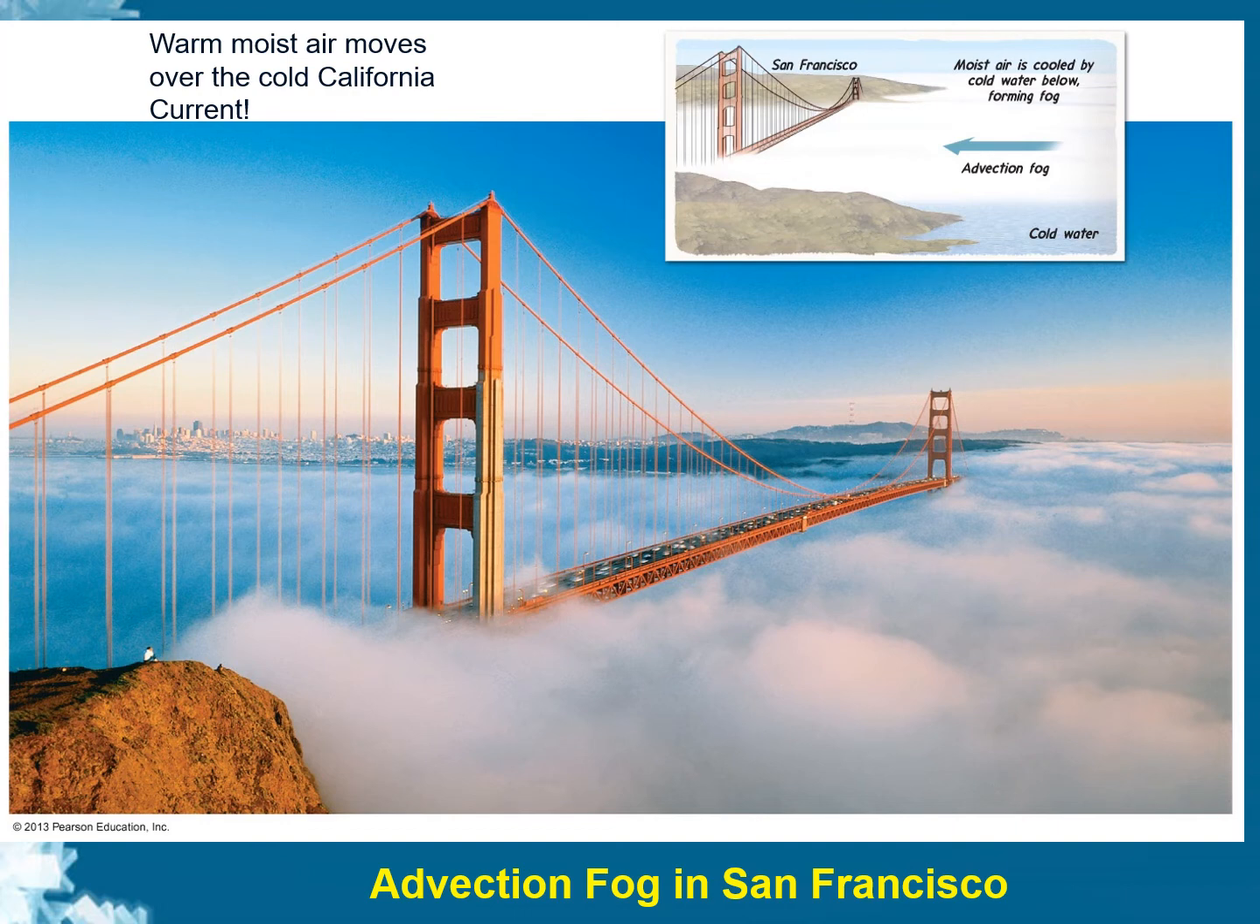This is my favorite example of advection fog. Of course, everybody knows this is San Francisco because you see the Golden Gate Bridge there. Remember, this is on the west coast, meaning that for the Pacific Ocean Basin, it's on the right-hand side of the ocean basin, which means the surface current there is cold. It's called the California Current. So the cold California Current is moving south, skimming the west coast of the United States, and you end up with moist air coming in from the Pacific, moving over the cold California Current, cooling and forming fog. So this is advection fog in San Francisco.